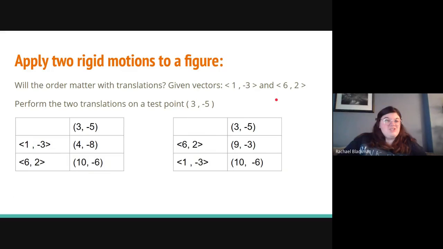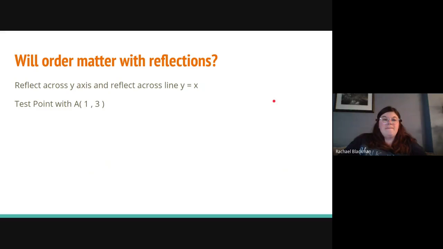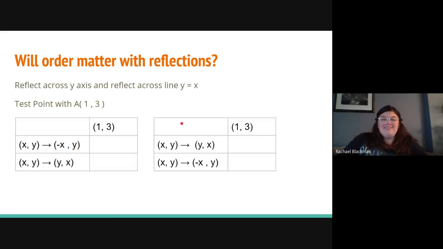Okay, let's check it out with a couple more transformations. What about two reflections? What if we reflect across the y-axis and then reflect across the line y equals x? Or reflect across the line y equals x first and then reflect across the y-axis? I just chose a test point, 1, 3. Is that the same as before? No, it's not. All right, I'm going to do it in two little tables here.